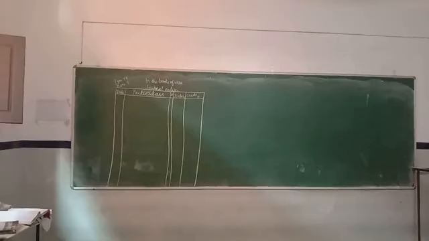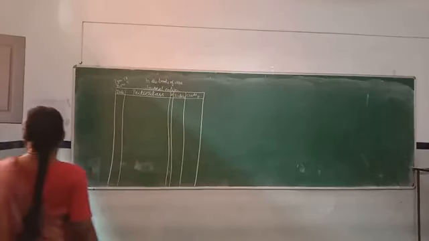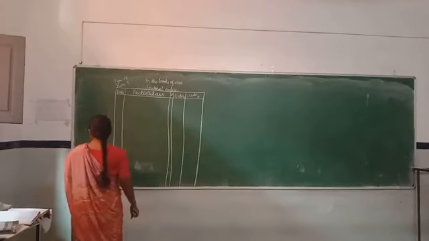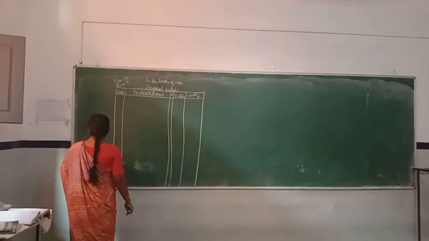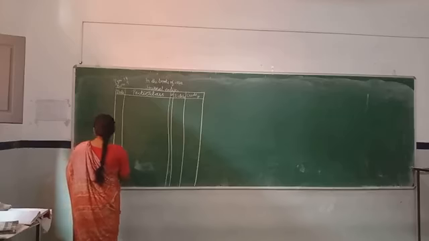Let's move on to problem number 9. Cash account. Memorize the following transactions in the books of Vasu and put them into the ledger account.